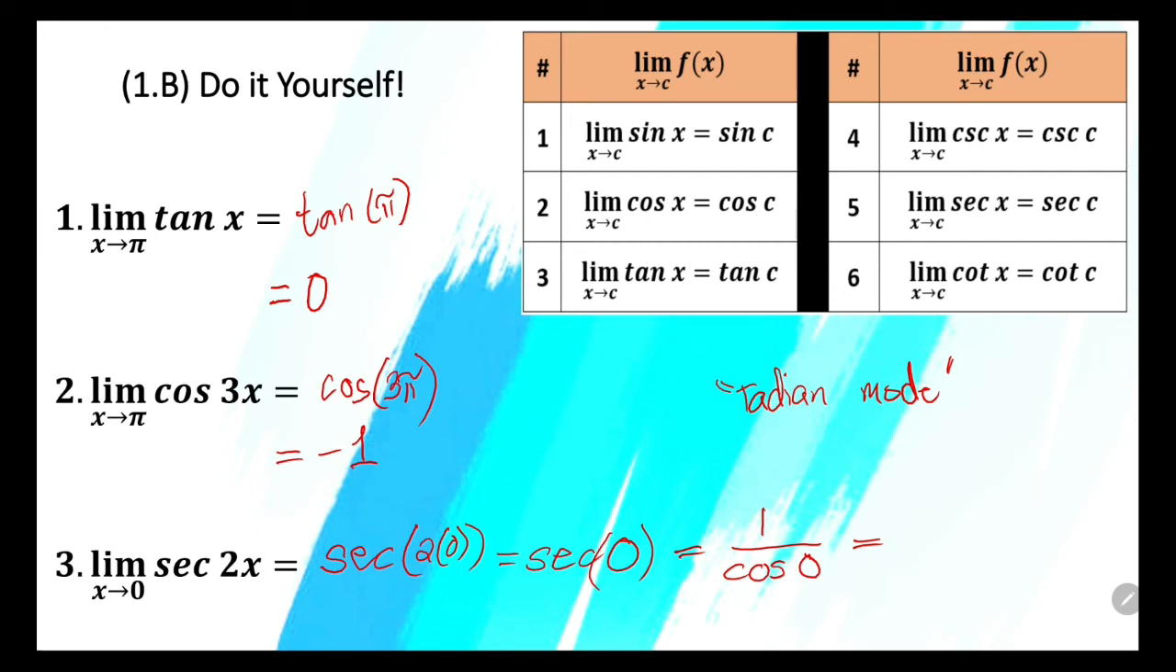So evaluate it. Cosine 0 is 1, so you have 1 over 1, which is equivalent to 1. Okay. So that is for the limits of the trigonometric functions.